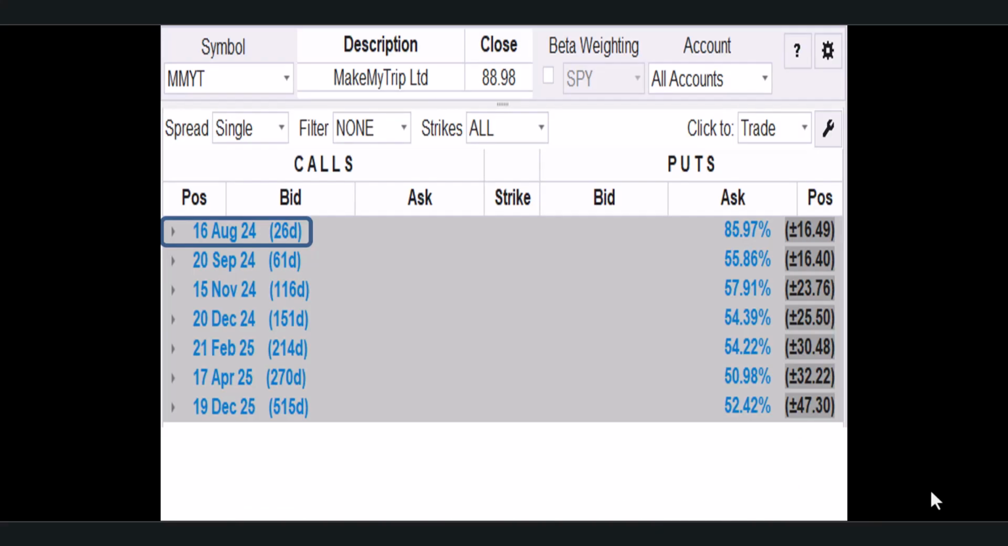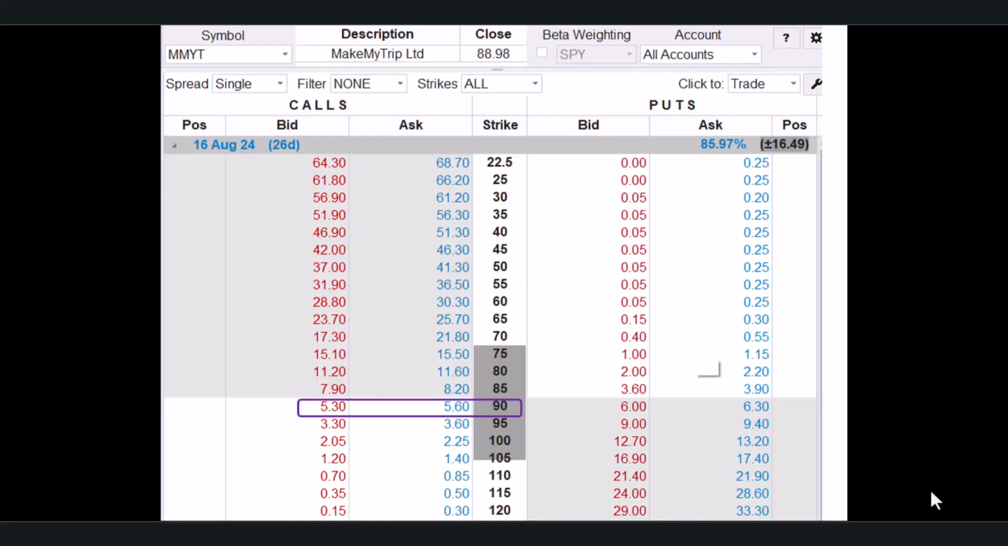MMYT has 7 option chains to choose from. We're going to use the August 16 option chain. Right now, the August 16 options have 26 days to expiration. Here's the MMYT option chain for August 16. MMYT closed at 88.98 on Friday. That means any calls on the list from 22.5 to 85 are in the money.